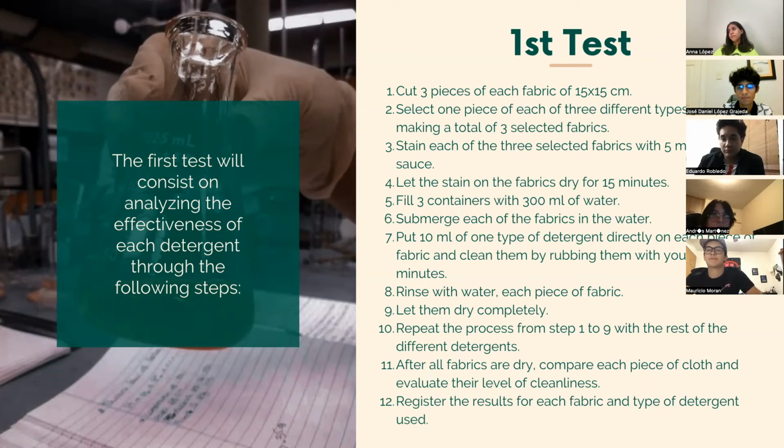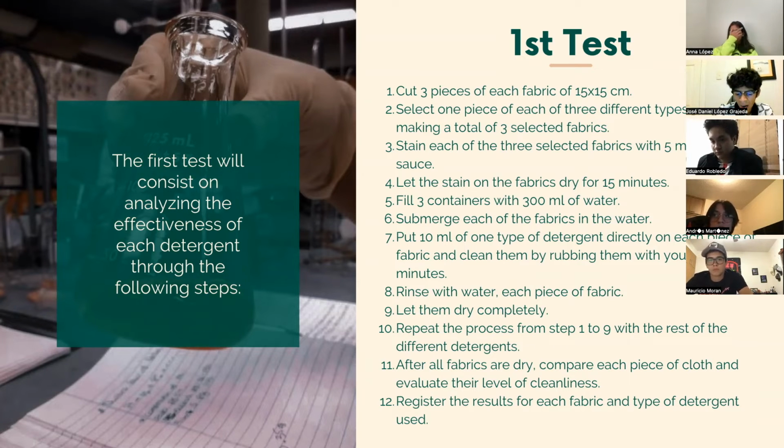Once having evaluated the pH levels of each detergent, we would go to the first test, which consisted of analyzing the cleaning effectiveness of each detergent with the main factor of friction. The next steps would be: 1, cut 3 pieces of each fabric of 15 by 15 centimeters. 2, select 1 piece of each of the 3 different types of fabric, making a total of 3 selected fabrics. Then stain each of the 3 selected fabrics with 5 milliliters of Valentina sauce. After staining the pieces of fabric, let the stain dry on the fabrics for 15 minutes.